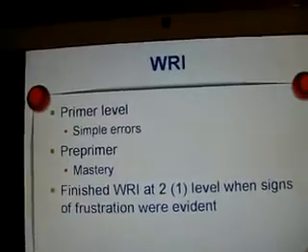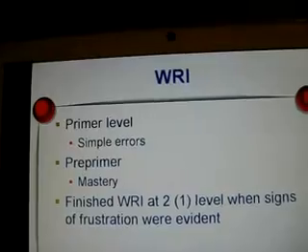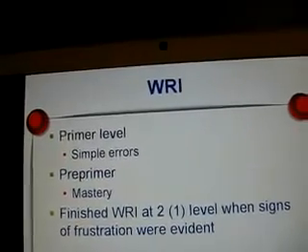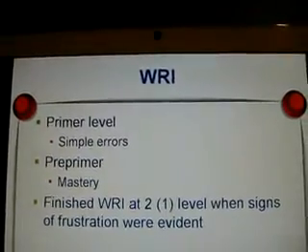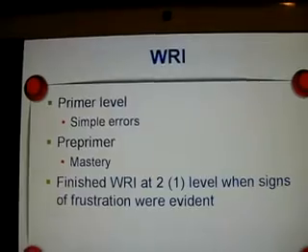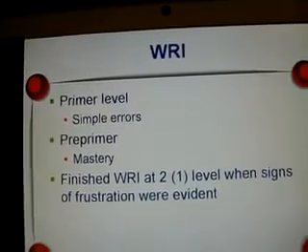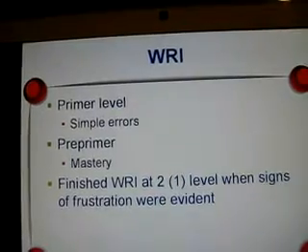First part of the administration of the IRI is the word recognition inventory. I have met with Kyle over a period of 4 sessions to administer the IRI. I began at the primer level. He read through this list very quickly and made simple errors such as saying the word may for many and show for snow.